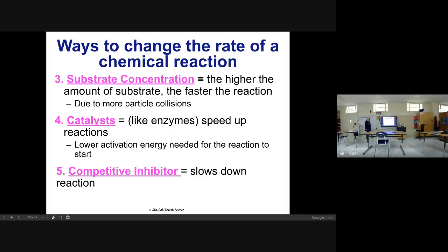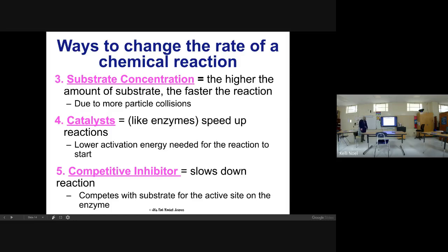Now, sometimes you have a competitive inhibitor. Remember, to inhibit means to prevent or to stop, and this is going to slow down a reaction. So if there's another enzyme that also works on this particular substrate, maybe they're competing, and it may slow down the reaction rate.